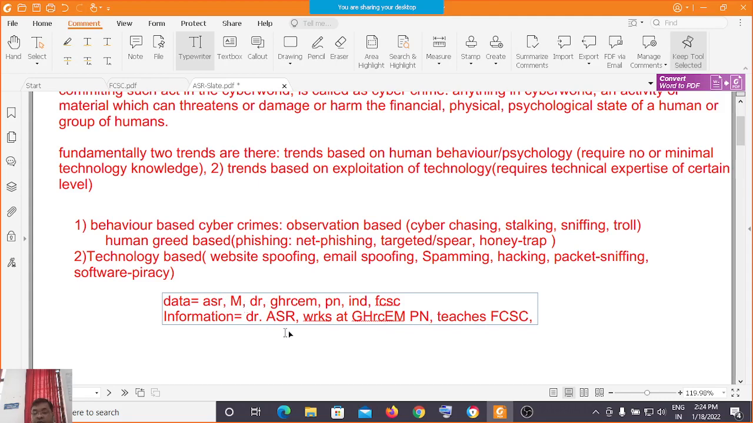So when random things get together with a certain type of relationship, we can get the meaning out of it. We can call it information, and it is necessary to secure both data as well as information, because information is also one type of data. When we say data, we are not talking about any relationship between the things. For example, here you have serial number 1, you get the name Dr. ASR, so you have 1, 2, 3, 4, 5. These are the relations, and that is the information.